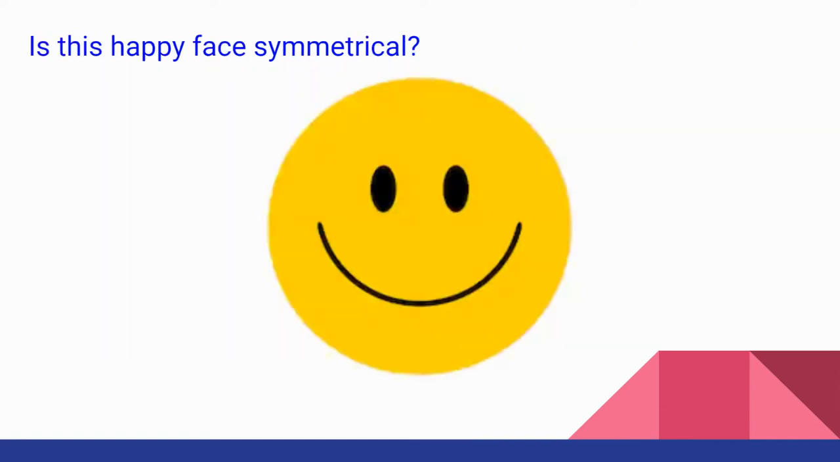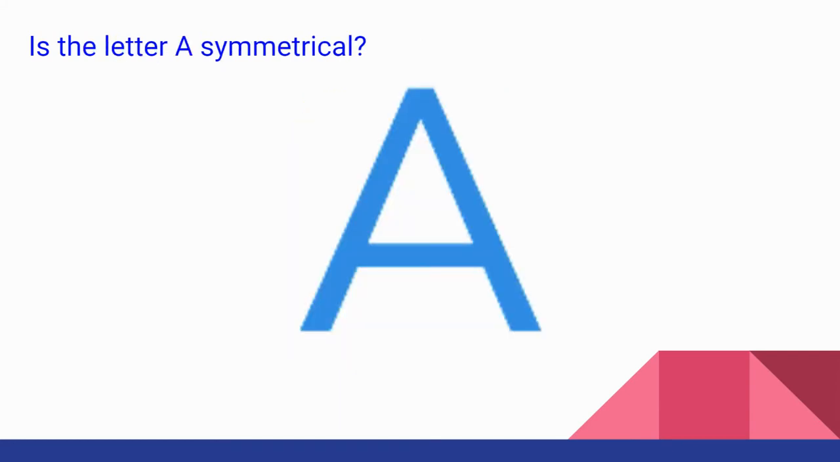So let's look at this happy face. Is it symmetrical? Does it have a line of symmetry that we could draw so that both sides are identical? There's one. So it is. It is symmetrical when we have that line of symmetry. Let's try a letter. So is the letter A symmetrical? Can we draw a line of symmetry on the letter A? And we can, vertically right there. So it is symmetrical.